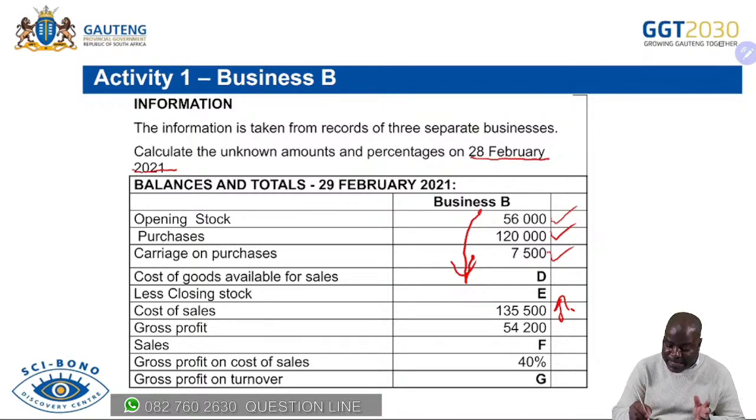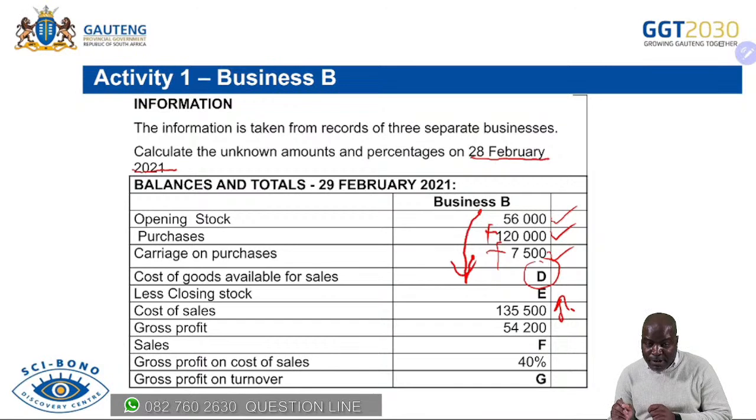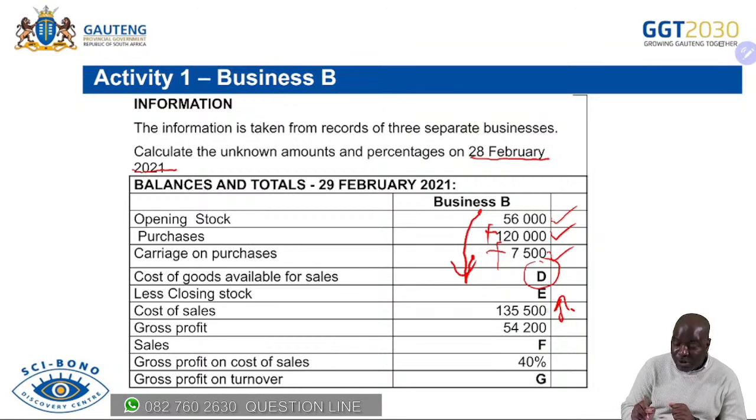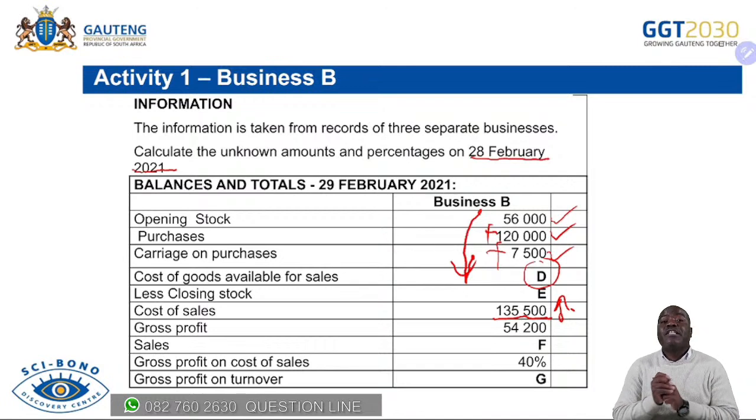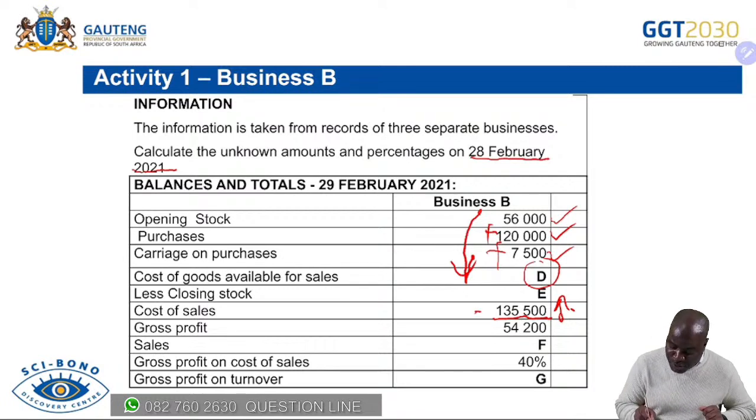Opening stock plus purchases plus carriage on purchases, then you arrive at your D, which is your cost of goods available for sale. But look at this one. This now falls at the bottom there, that closing stock. So now, how we're going to work this one, you take your cost of sales, and remember we said your cost of sales will never change its sign. It is always going to remain as positive. So 135,000 minus your cost of goods available for sale, and that will give you your closing stock.